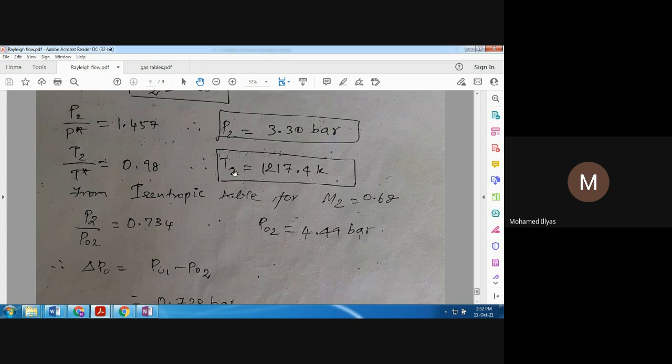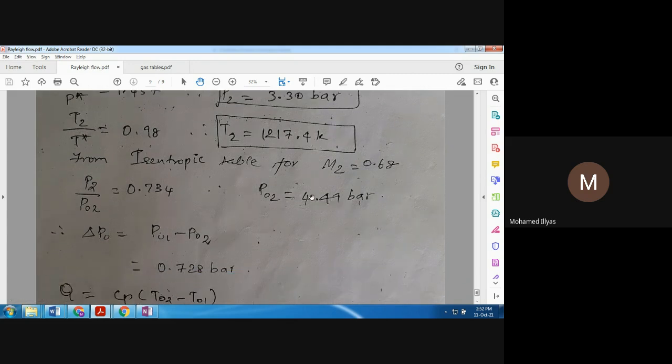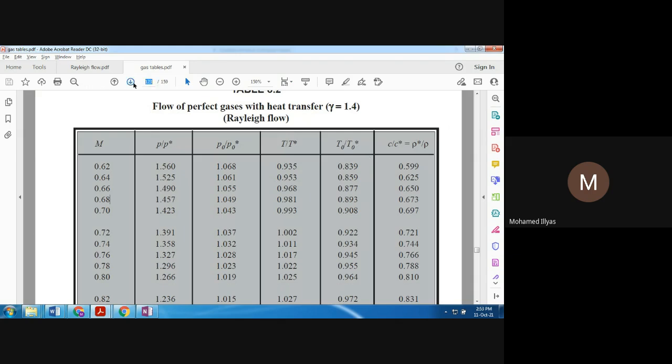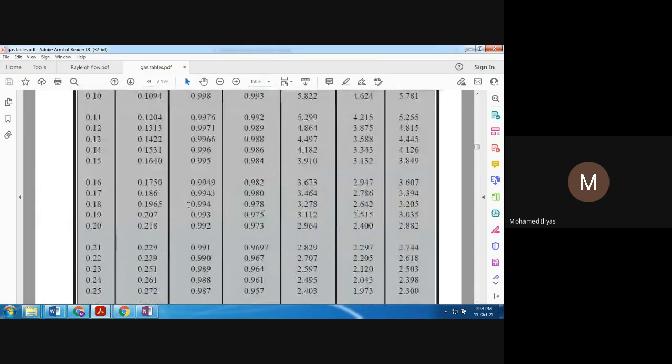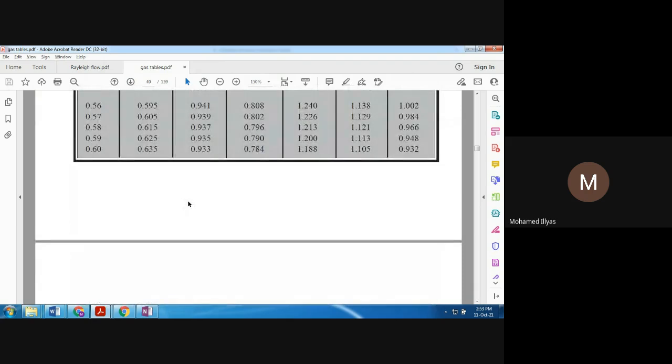So we have been asked to calculate the stagnation pressure loss, that is del P naught. For this we need P naught 2. Already we calculated P naught 1 in the very first step itself. For this we have to refer to the isentropic table because M2 is available with us. So we'll refer to our isentropic table for getting the P by P naught. We'll check these values, gas tables, isentropic table, for 0.68.